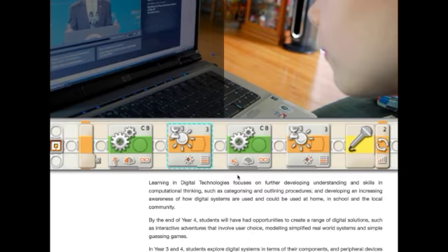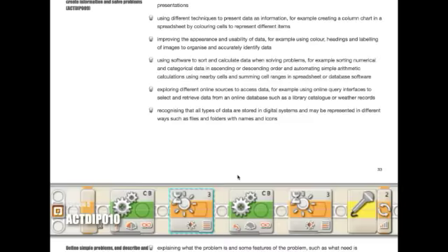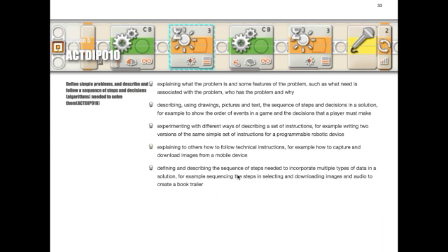Okay, let's have a look at some of the other year levels. So in year 3 and 4, okay, define simple problems and describe and follow a sequence of steps and decisions. So same as what we just talked about. But you'll see here they're a little bit more complex. In particular now they're using drawings and pictures to show that sequence. Maybe making a simple game and explaining how others can follow those steps. And in this case, they have to include decisions.